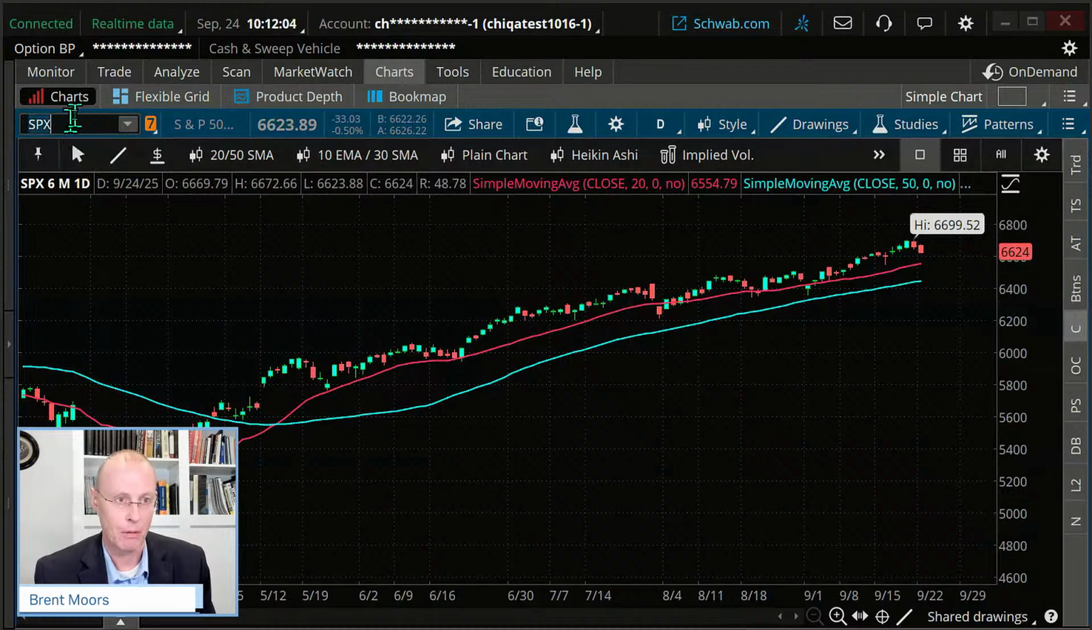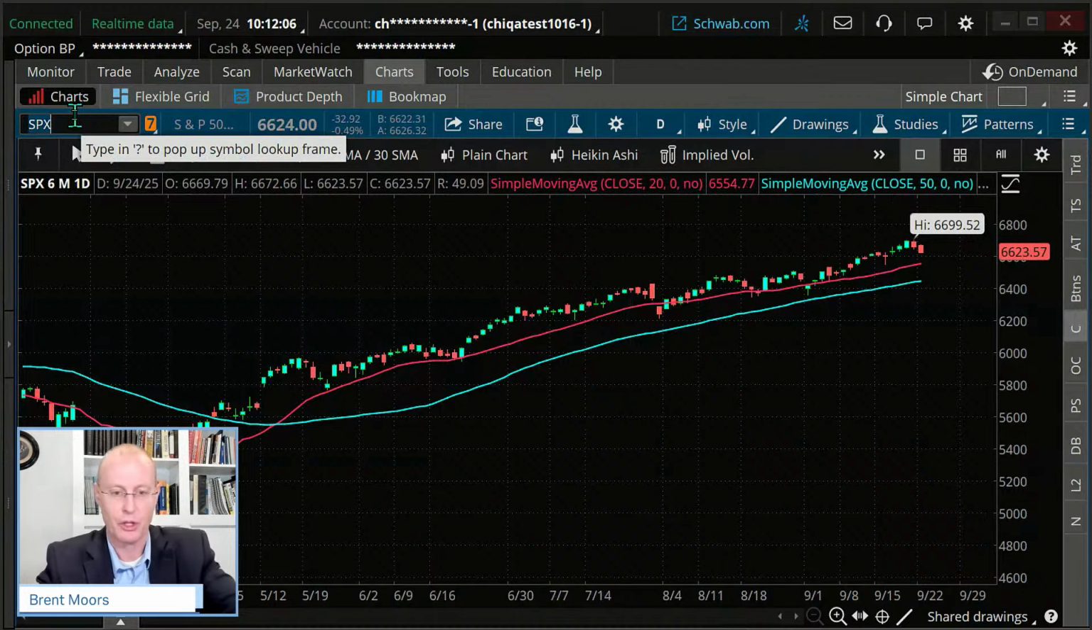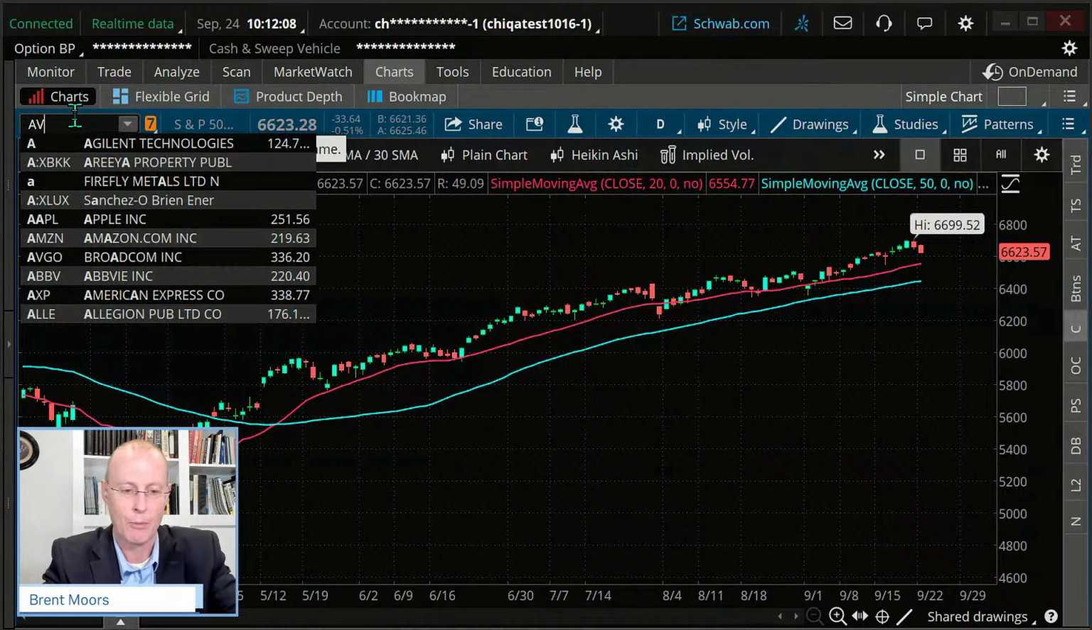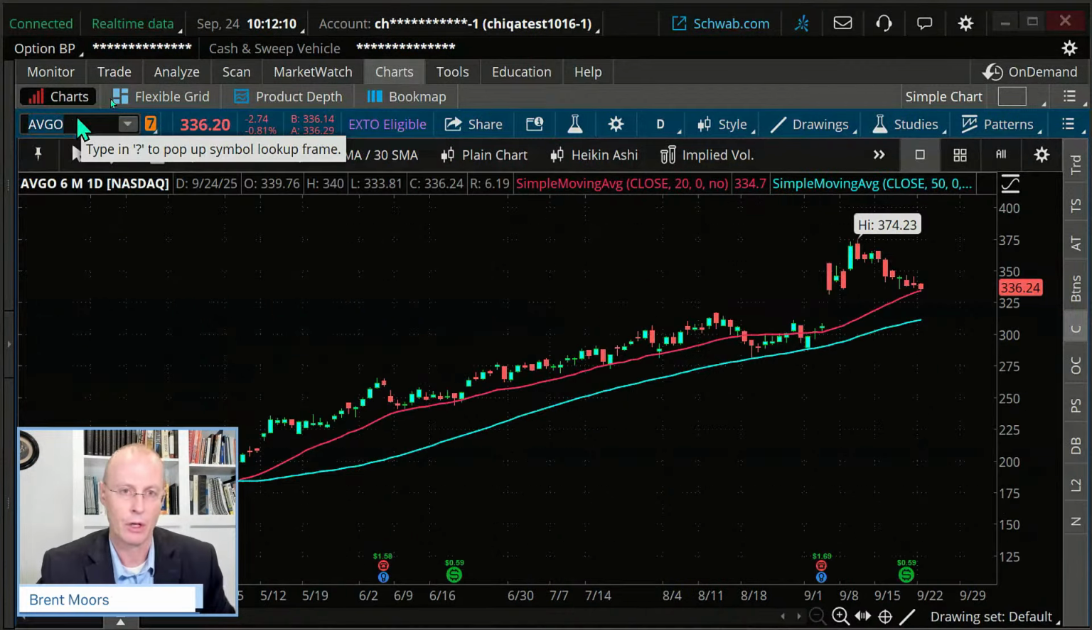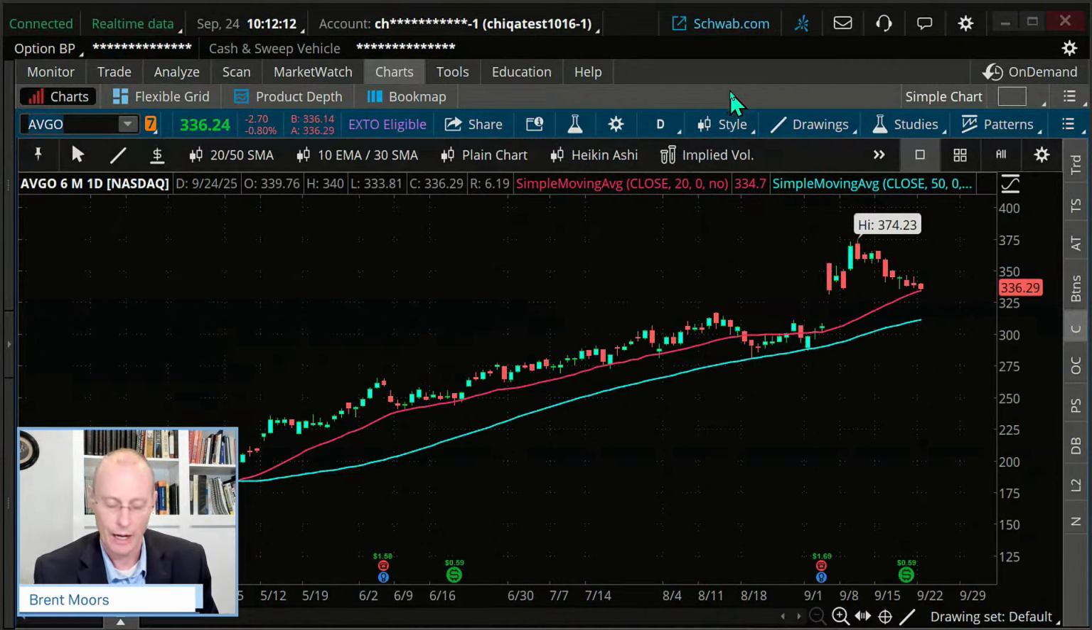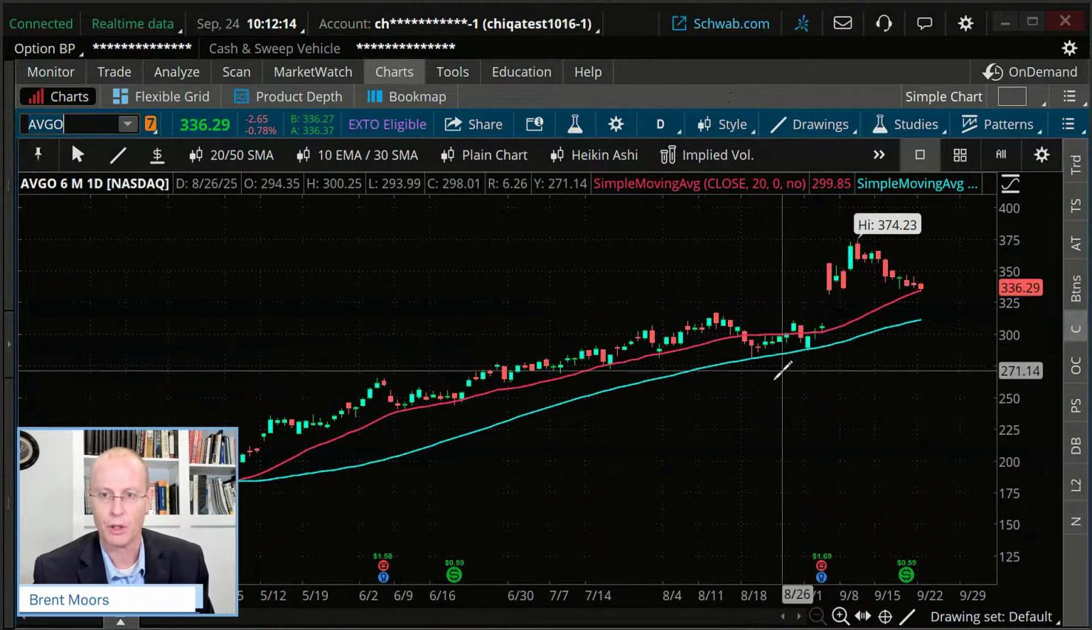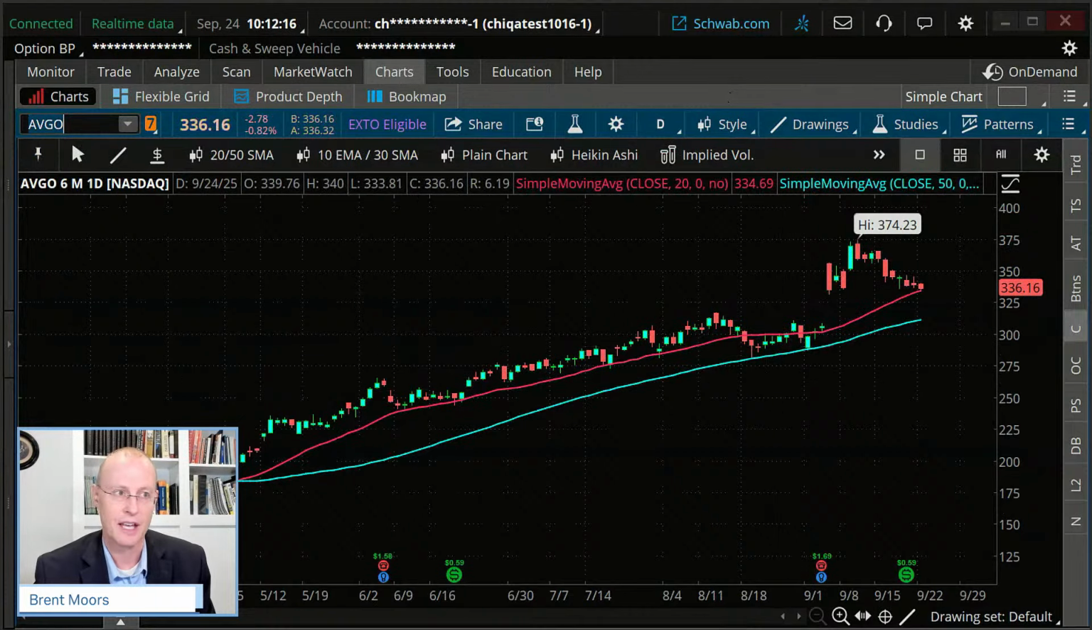Let's look at an example. And as I normally do, I'm going to look at a bullish and a bearish example. I'm going to look at Broadcom here, and I'm going to consider this more of a bullish example. And remember, there are other approaches than just technical analysis on these.